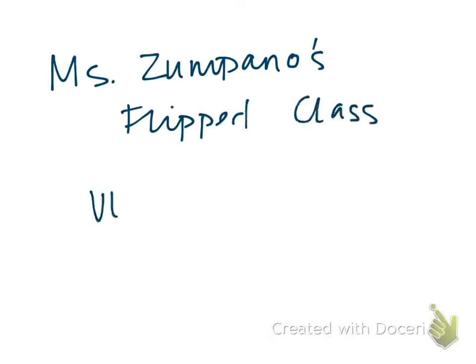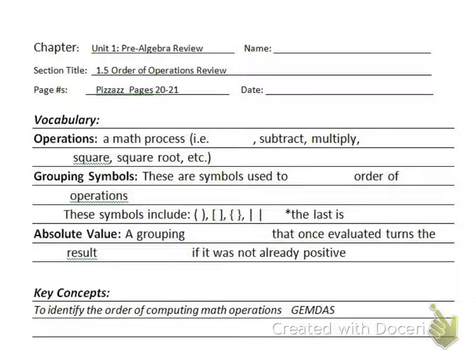You're watching video 1.5. This is going to be on order of operations review. Let's take a look at our pre-arranged note sheet. Again, we're working on Chapter 1, Pre-Algebra Review. Please write your name at the top. Our section title again is 1.5 Order of Operations Review, and we're going to be working on pages 20 and 21 in Out of Pizzazz for this situation. And also please add the date right there.